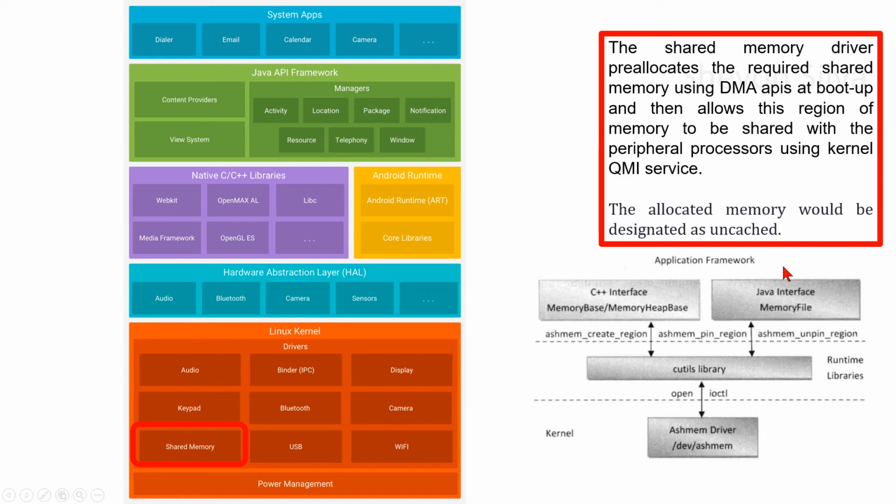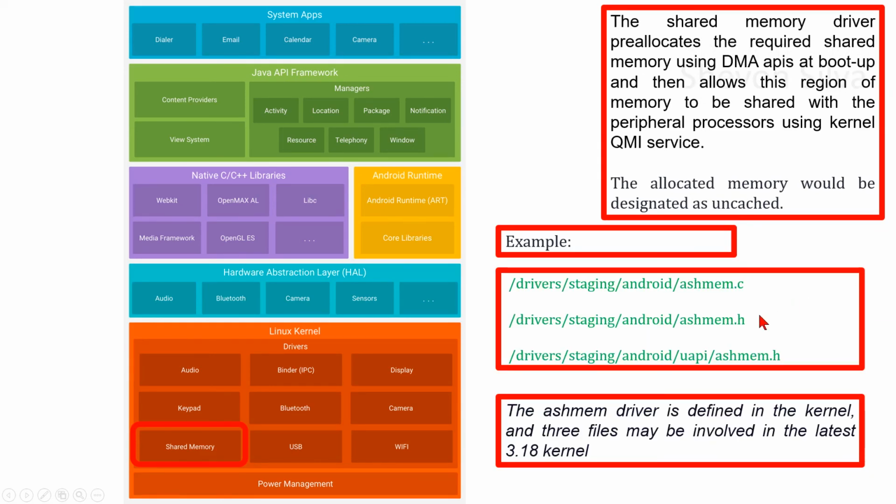Android uses a file descriptor to represent a block of marked shared memory and passes this file descriptor through the binder_type_fd command for interprocess communication. And here you can see the C++ interface MemoryBase, MemoryHeapBase, and the Java interface MemoryFile. So here is the kernel, this is the runtime libraries, and this is the application framework.